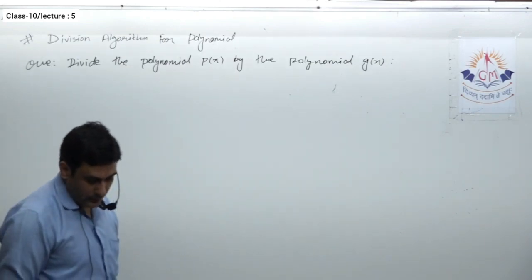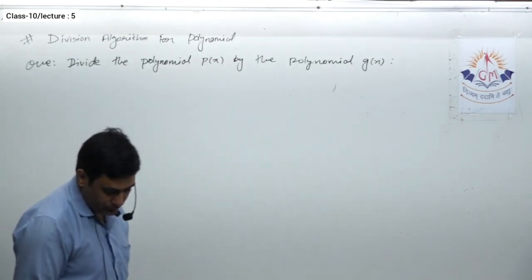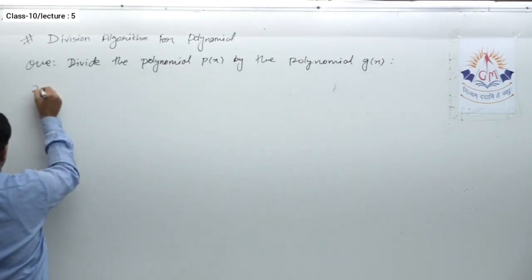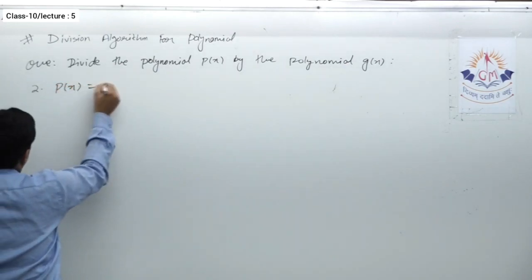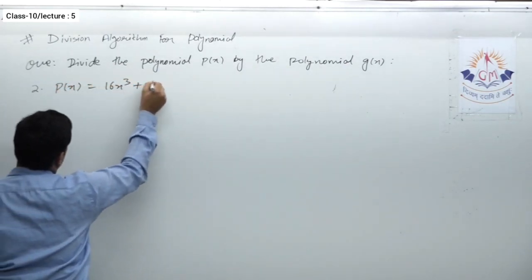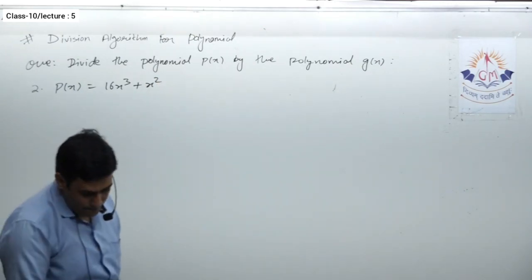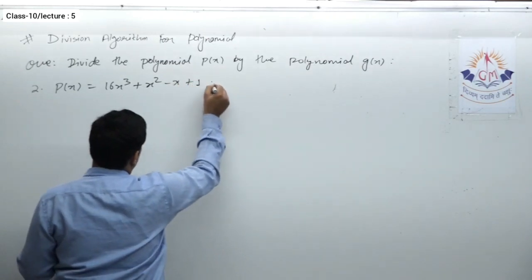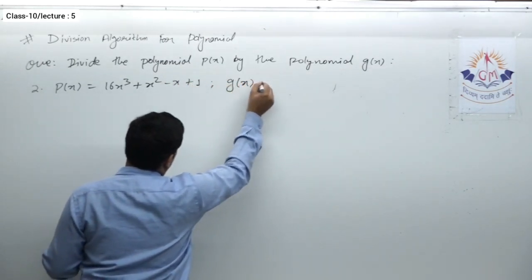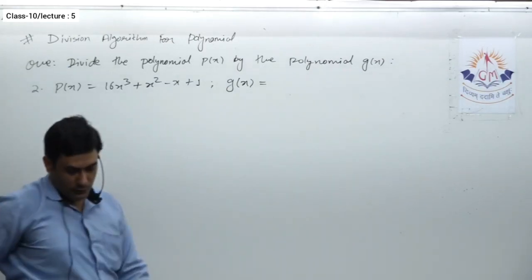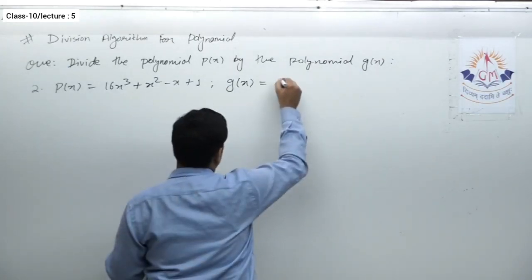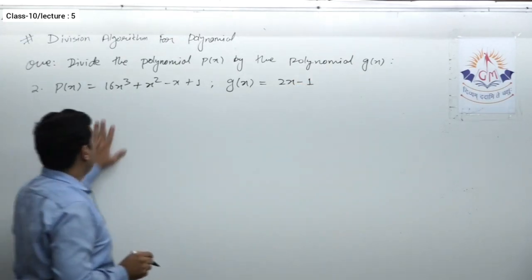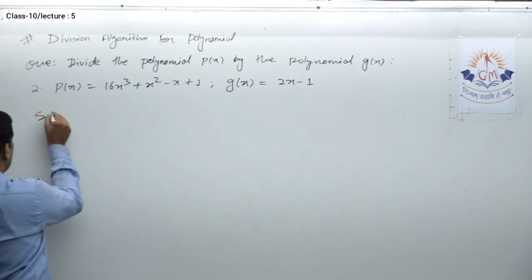Okay, now next question is 16x cube plus x square. Second question: p(x) is equal to 16x cube plus x square minus x plus 1, and g(x) is equal to 2x minus 1. Here we have to divide this p(x) by g(x), so we'll start with the same.